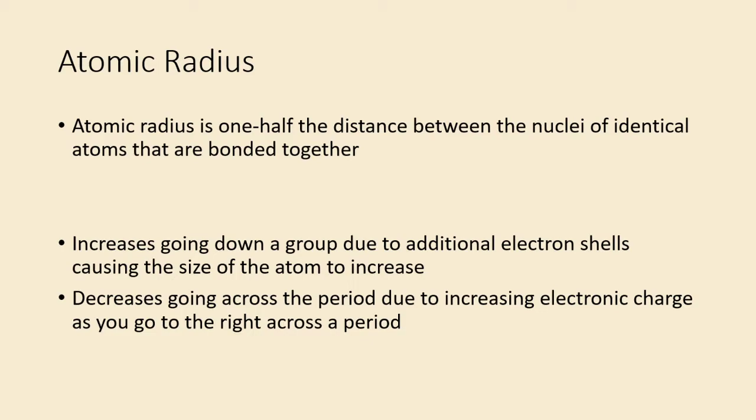On the other hand, as we're looking at our period, which is our row, it is going to decrease going from left to right across my period. And that's due to the fact that I'm going to have an increased positive charge. What I mean by that is I'm going to have a stronger pull because I'm going to have less electrons shielding. And we're going to talk about the idea of shielding later on, so hopefully that'll make a little bit more sense. So, moving to our next slide.